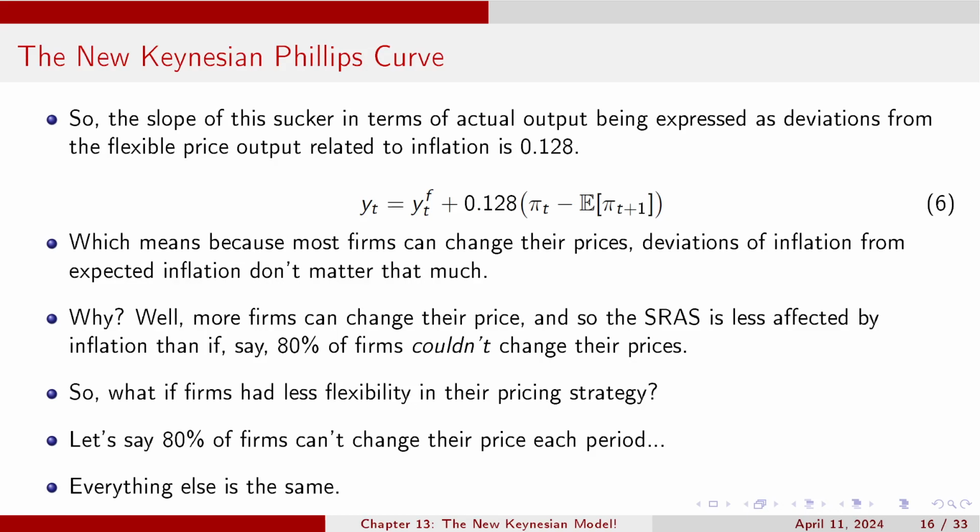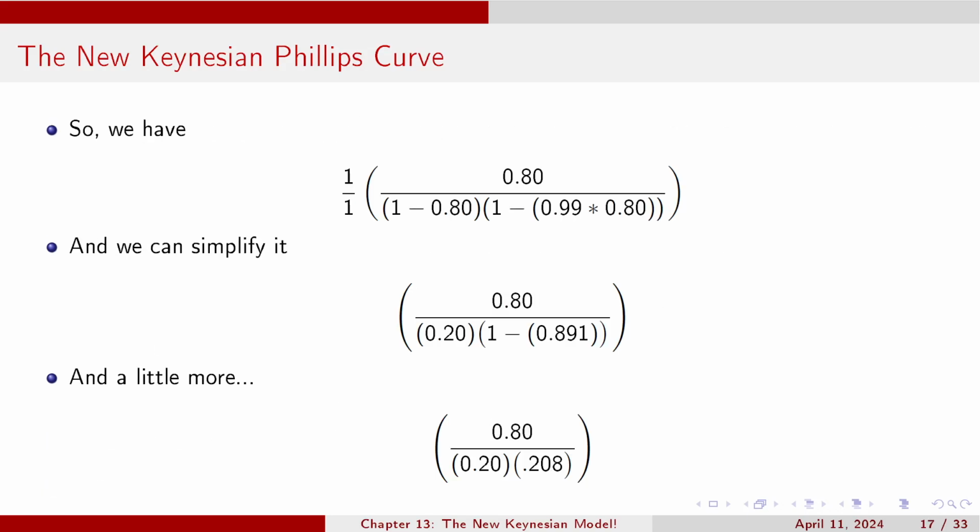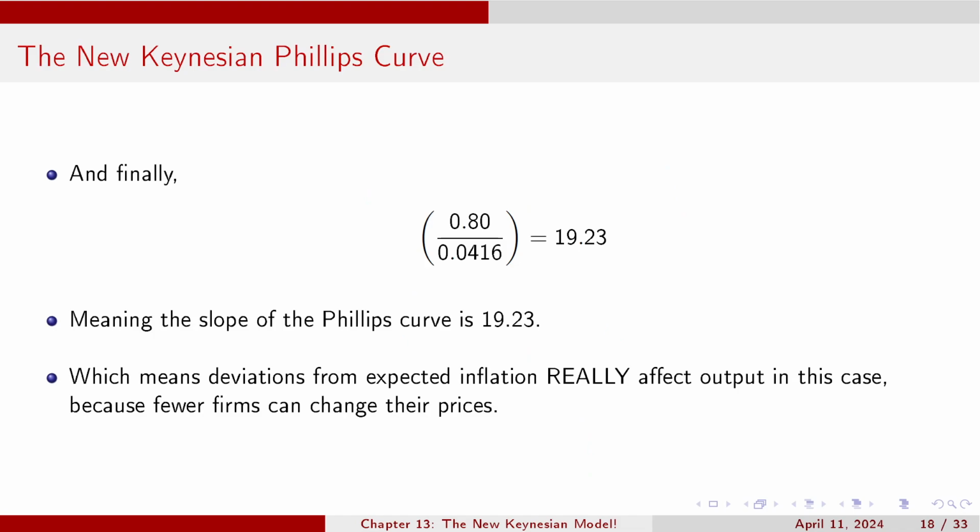Let's look at what it would be like if 80% can't change their prices. So omega is now 0.8 rather than 0.2. So I plug that in, evaluate. Oh my God, the slope of the Phillips curve is now 19.23, which means deviations from expected inflation really affect output in this case, because fewer firms are actually able to change their prices.